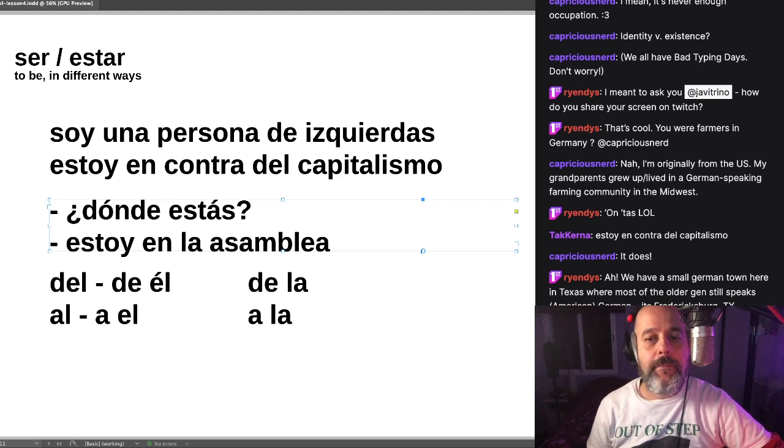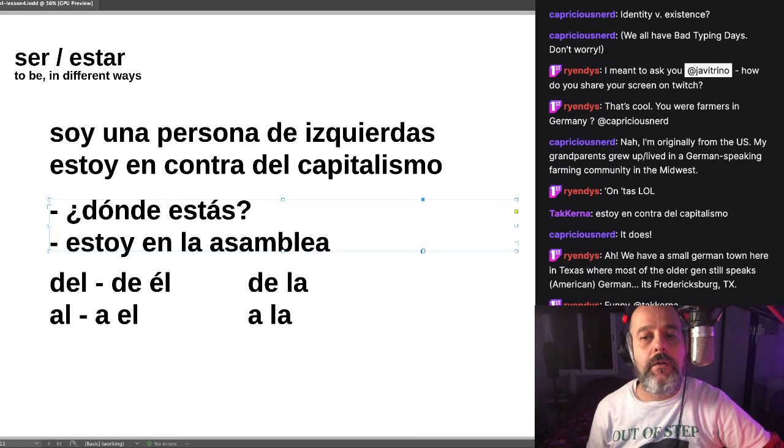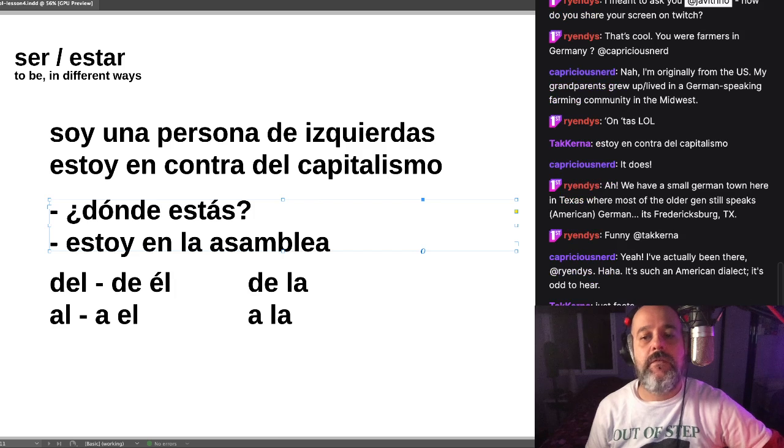So yeah, you have a small German town in Texas as well. Cool. Most of the older gen still speaks American German. Fredericksburg, of course, Fredericksburg.